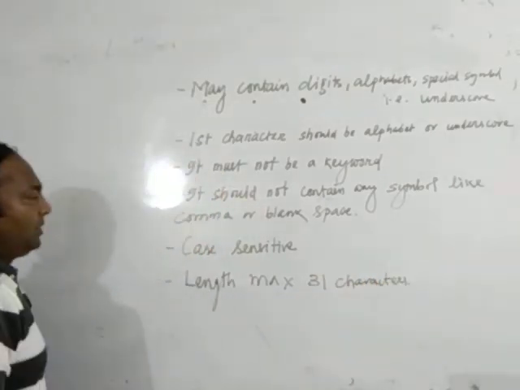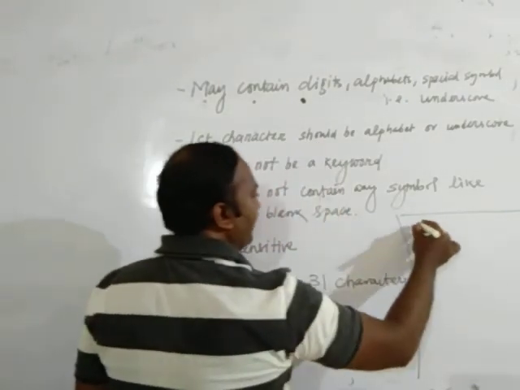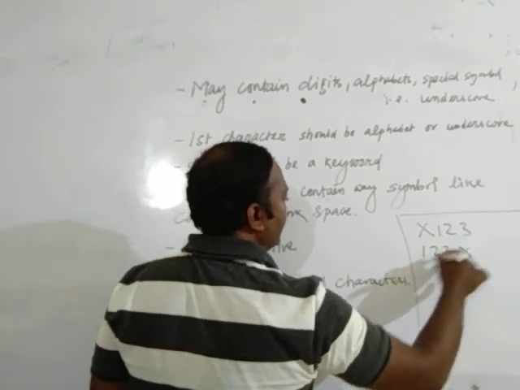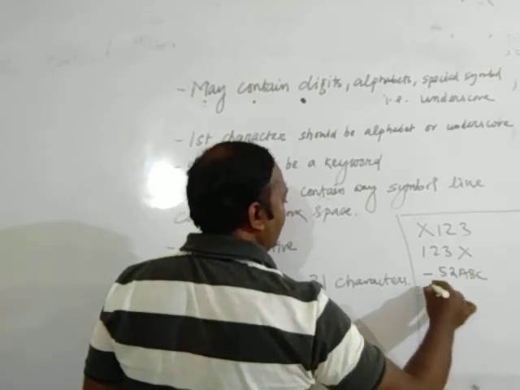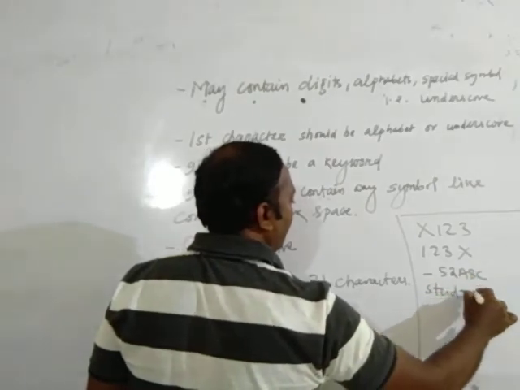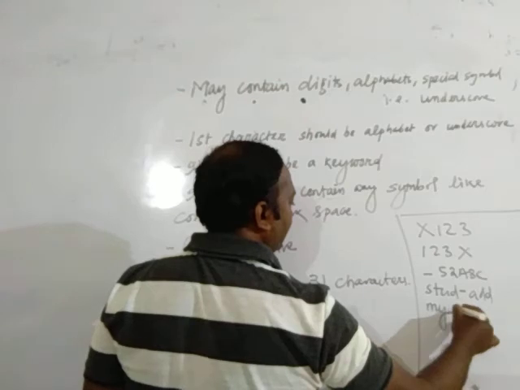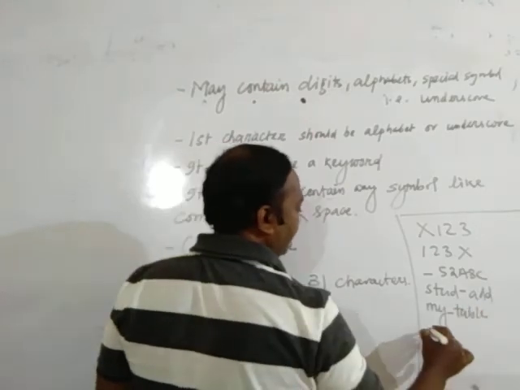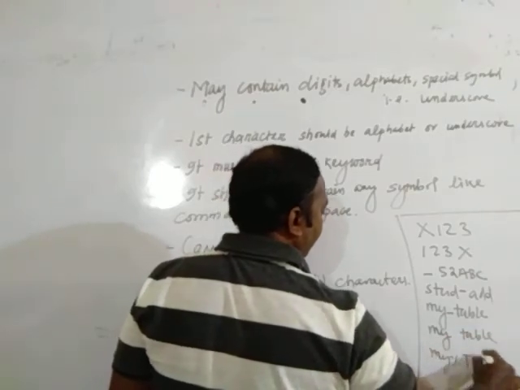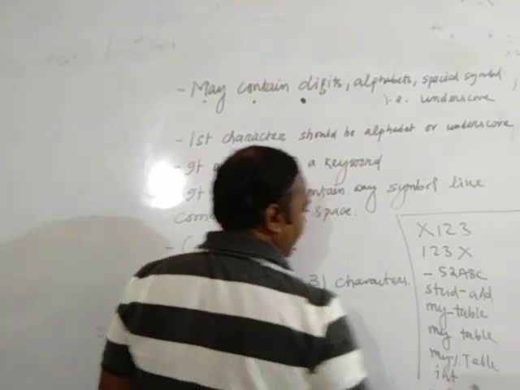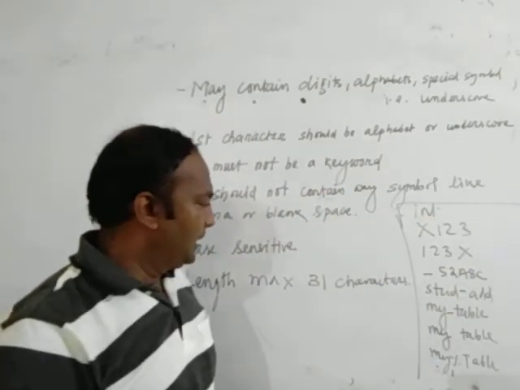Okay. So for example, here I'll give some names: x123, 123x, underscore 5 to ABC, student, address, my table. I'm giving these, so let's see.